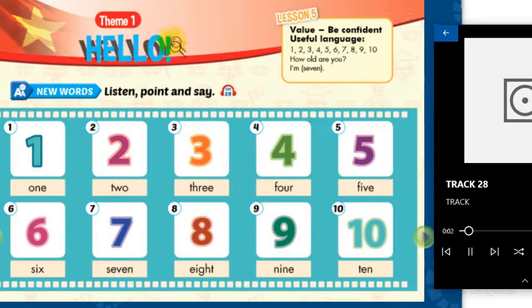Theme 1. Hello. Lesson 5. New words. Listen, point, and say.